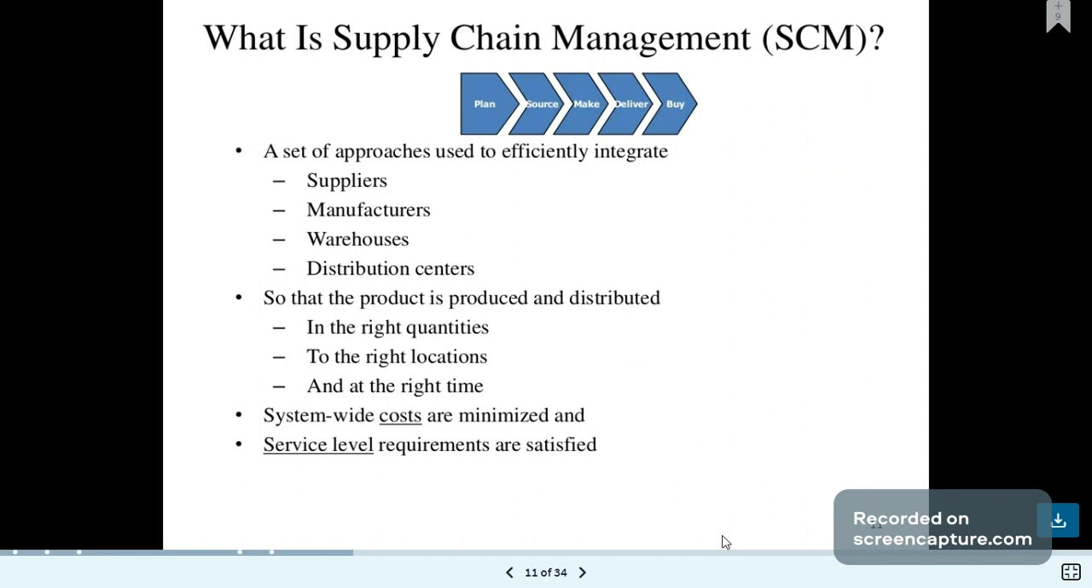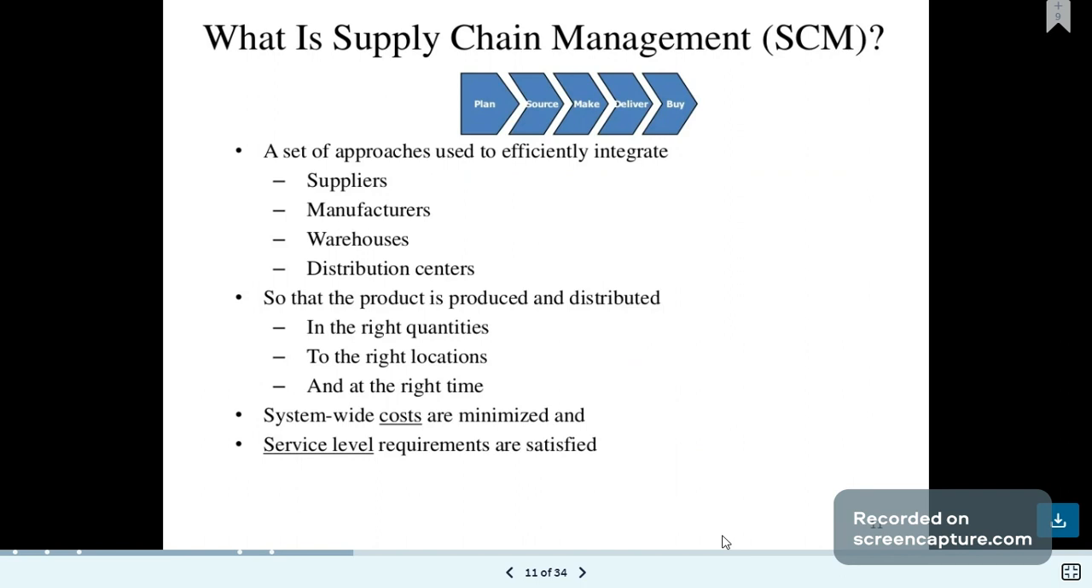Okay, which person is buying that product? So this is the supply chain that we can create in the market. In the market, it is a set of approaches used to efficiently integrate suppliers, manufacturers, warehouses, and distribution centers, so that the product is produced and distributed in the right quantities, to the right locations, and at the right time.